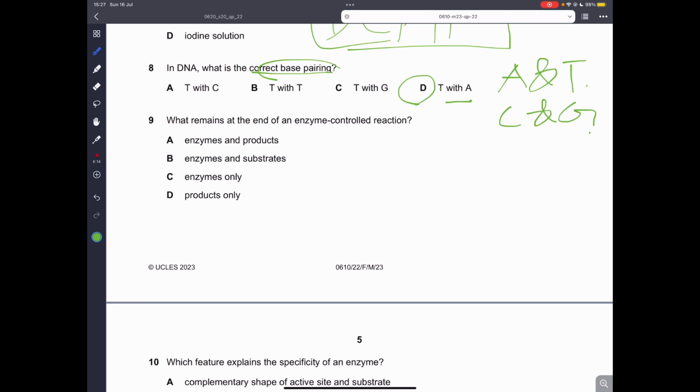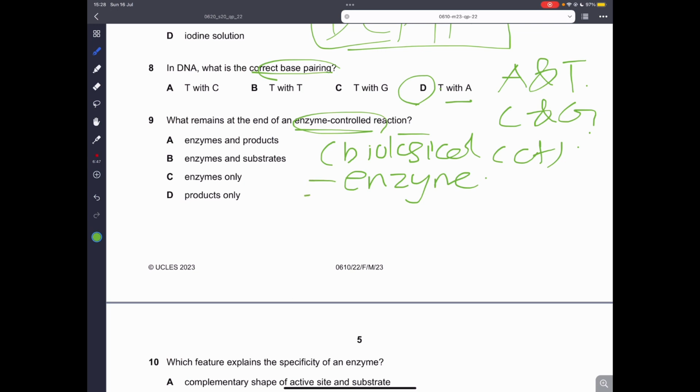Question number 9. What remains at the end of an enzyme-controlled reaction? Remember, in an enzyme-controlled reaction, the enzymes are going to remain, because enzymes do not get involved in the reaction. They are not actually being consumed. They actually speed up the rate of reaction without being consumed. They are basically biological catalysts.